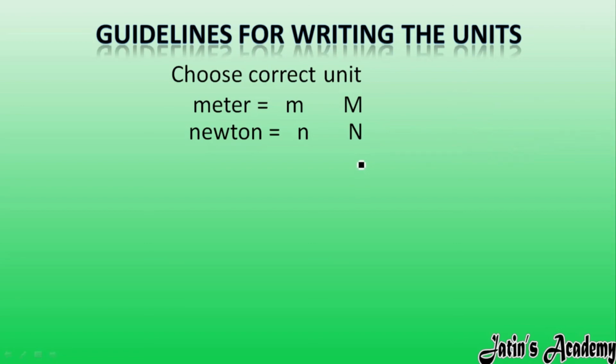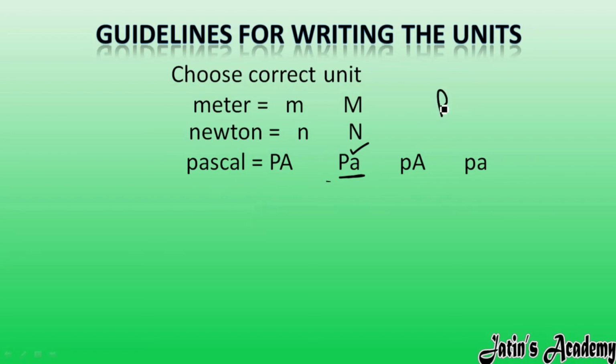Fine. Next we have, for example, Pascal. So how will you write Pascal? This one is the correct way to write Pascal. Pascal is also a unit that came from a scientist's name, but you will not write the scientist's name with both as capital. First letter you will write as capital, but the rest, as always, you have to write as small letters only. So this is the correct way.